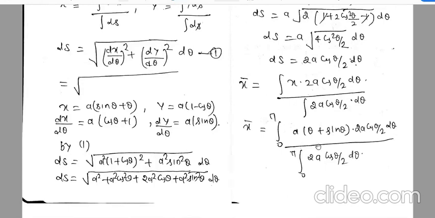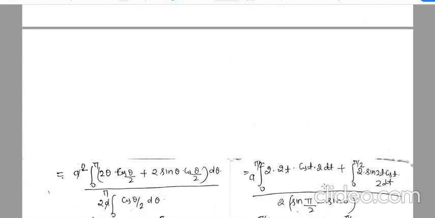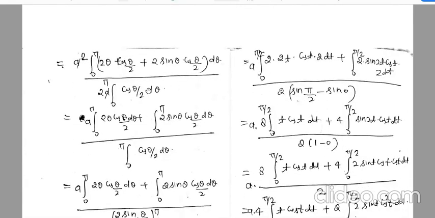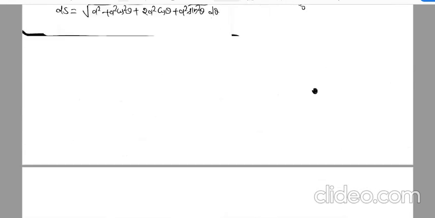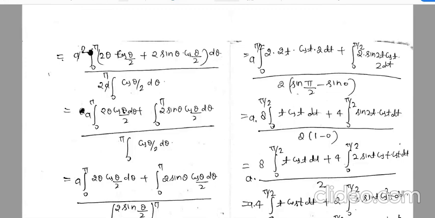Now the numerator is integral 0 to pi of a(theta plus sine theta) times 2a cos theta by 2 d theta. Let us integrate this function. For the integration, a square 0 to pi, after multiplication inside the bracket, we can see that a square 0 to pi of 2 theta cos theta by 2 plus 2 sin theta cos theta by 2, d theta. A square is common, so it cancels out with the denominator.